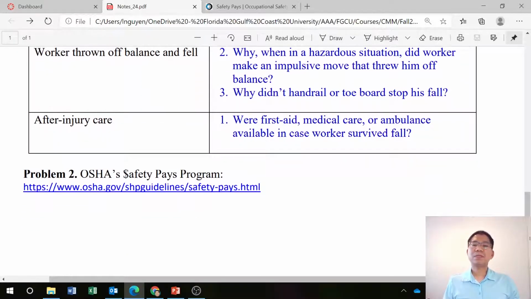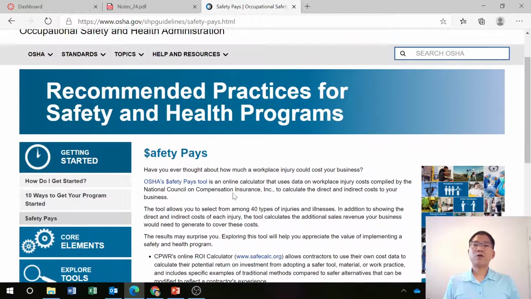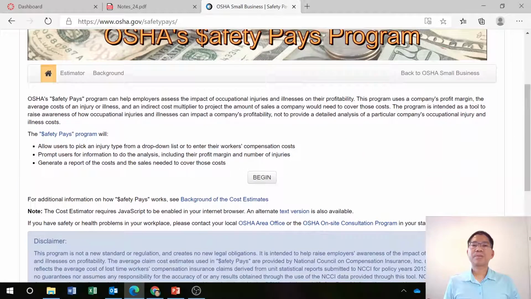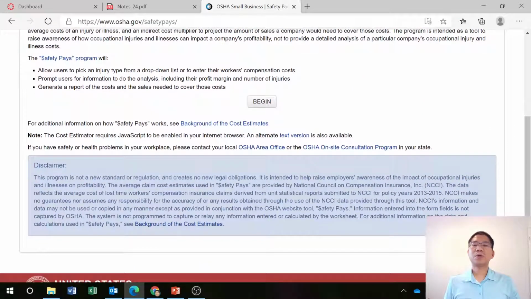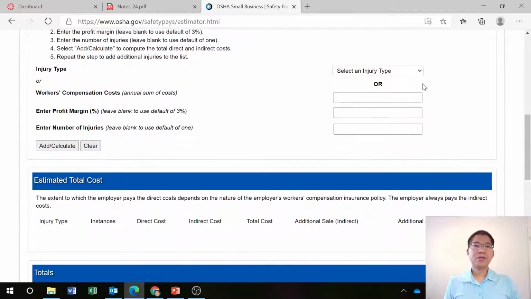The second problem I just introduced to you is not really a problem, but the safety-based program by OSHA, the Occupational Safety and Health Administration. If you click on that, you will have the recommended practices for safety and health programs and the safety pages. If you go to the OSHA safety page 2, you can determine the cause of different types of accidents. Click begin here. So you select the injury type.